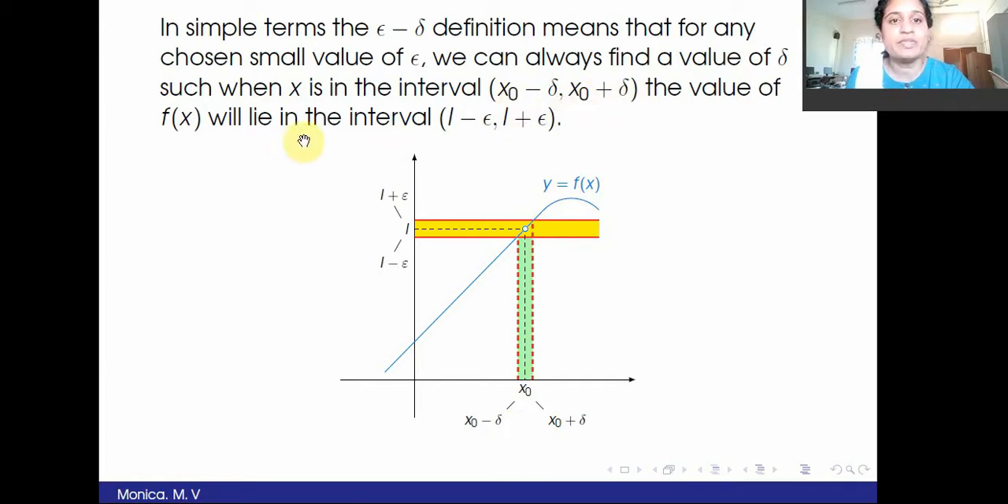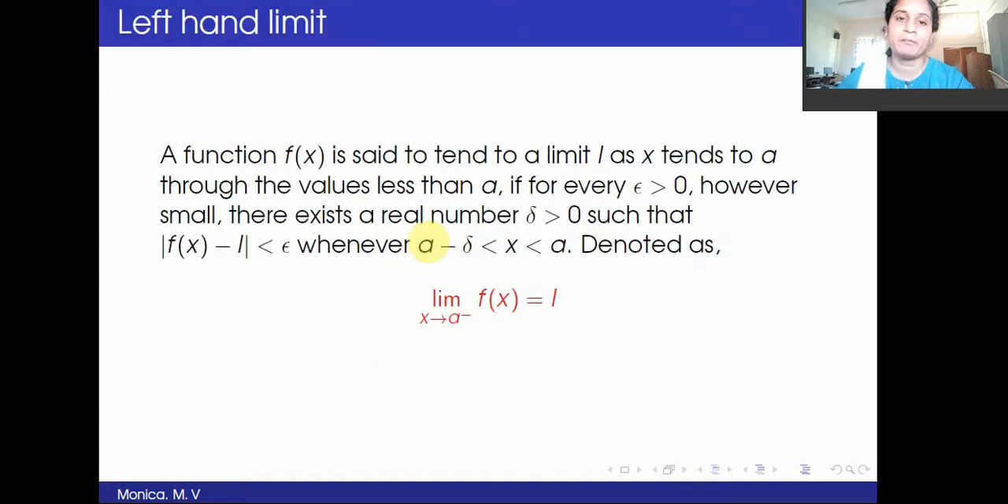the value of f of x will lie in the interval L minus epsilon, L plus epsilon, that is in this patch, or the distance between f of x and L will be less than epsilon. This distance is epsilon. The value of f of x will lie in this interval means the distance between f of x and L will be less than epsilon. That is the epsilon delta definition of the limit of a function.